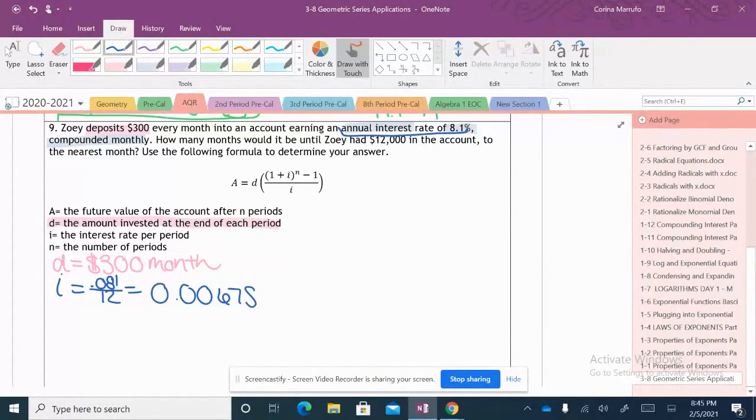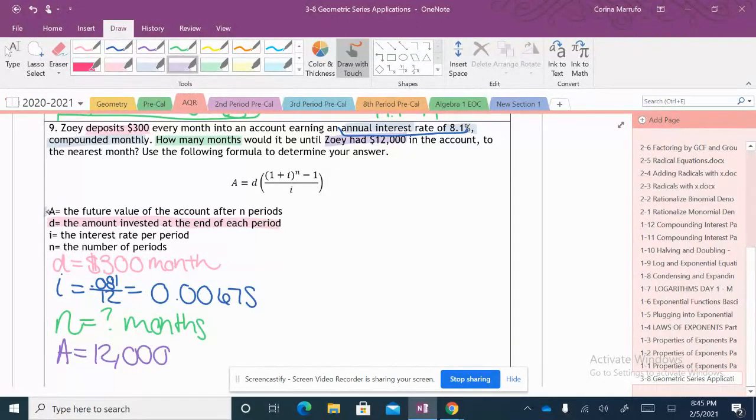Okay, and then from there it says how many months. That's telling us that we're looking for the number of periods in terms of months. Okay, and then would it be until Zoe had $12,000? So when her final amount would be $12,000. So A equals 12,000.